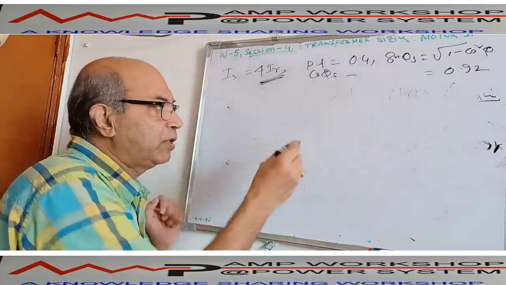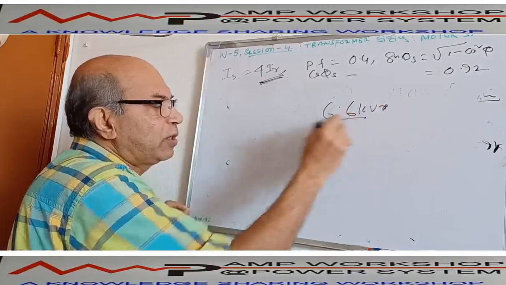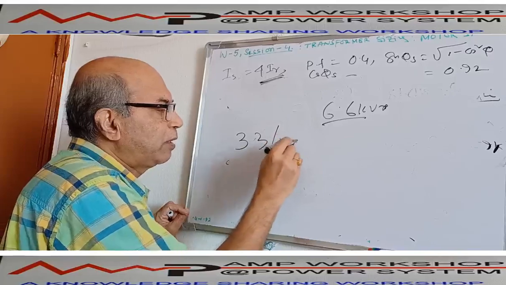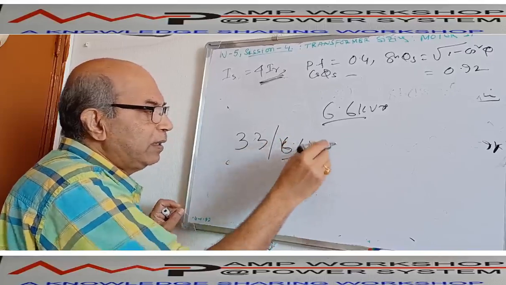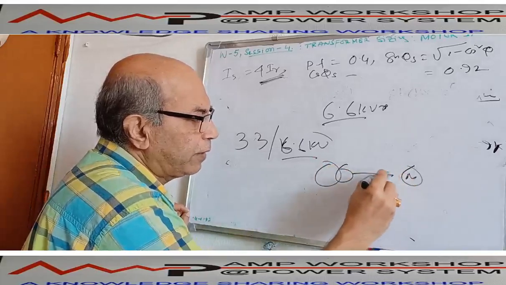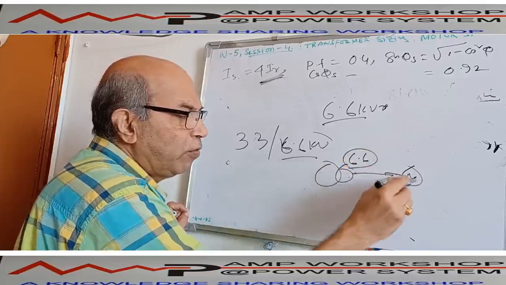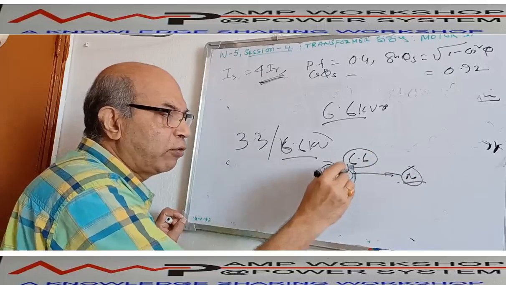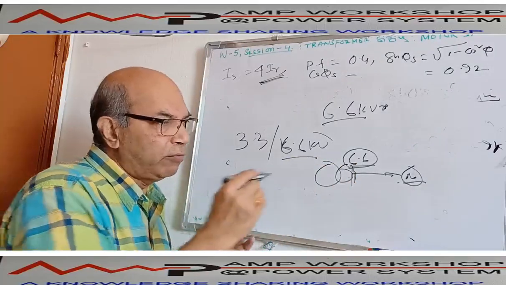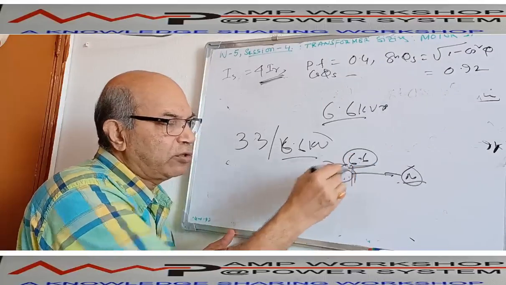Suppose this motor is a 6.6 kV motor. Now this transformer is a 33 kV by 6.6 kV transformer. This is the transformer and the motor is connected over here. So this is 6.6 kV here. When the motor is not running, this voltage is the no load voltage, this 6.6 kV no load voltage. Now we know this transformer has Z percent impedance, so there will be Z percent voltage drop here.